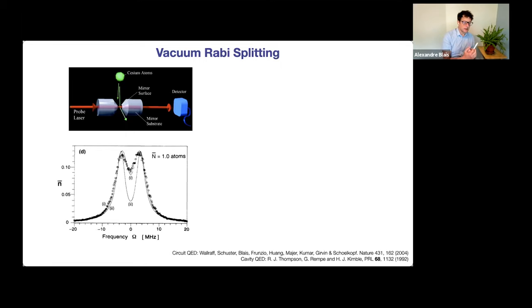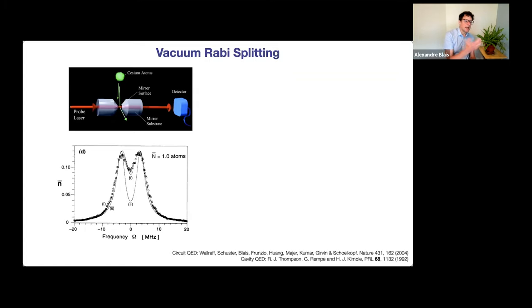Well, they correspond, or they should correspond, to the two states separated by 2g around the cavity frequency. Here the cavity frequency is zero, and you see a peak at minus g and one at plus g, with a separation of 2g. The points are data. The lines are what you expect to see if there was on average one atom in the cavity.